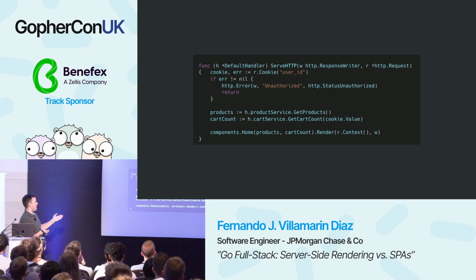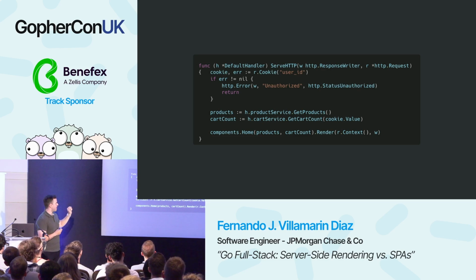So what we have to do is declare our handler, which is going to take care of, in this case, reading a cookie from the request, which will be used to identify a user and get the cart. That's the only level of personalization that we're doing at the user level. With that cookie, we'll then get the product list and the cart count, and then pass those along to the homepage, which is the one that's going to be rendering all that information.